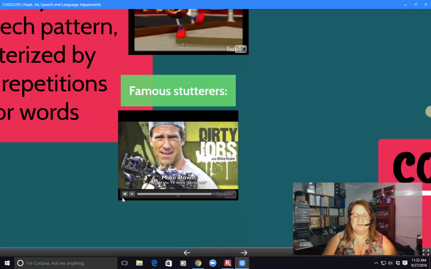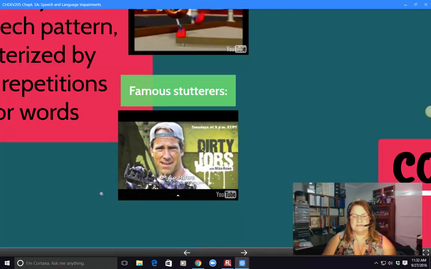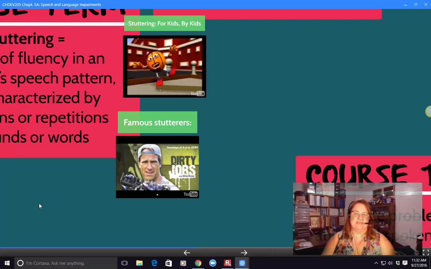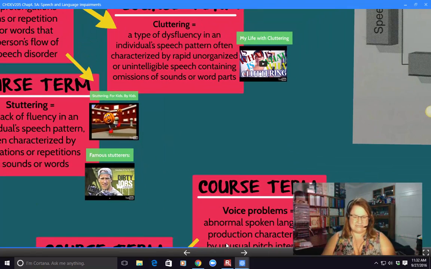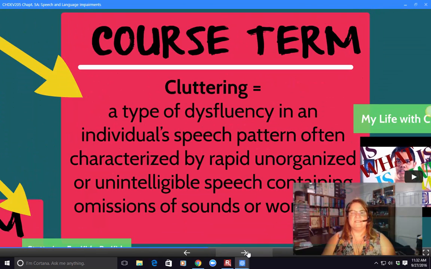Mike Rowe, if you watch those Dirty Jobs shows, had a very pronounced stutter. So again, there's a lot of people who had it, may still have it a little bit, and maybe it comes out when they're excited or nervous, but it's not the end of the world. And I think for some people it does stay, and for some people it goes away.